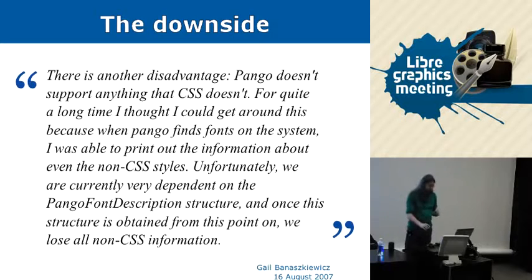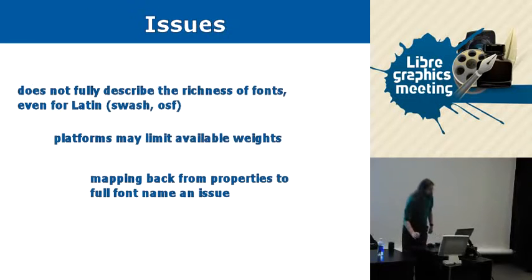So what sort of problems are there? CSS doesn't fully describe the richness of fonts at all. Even for Latin, there's things like swash, alternates, old style figures, this sort of thing. Platforms can in fact limit the available weights, even though OpenType and CSS say that there is this weight scale that may not actually work in practice.